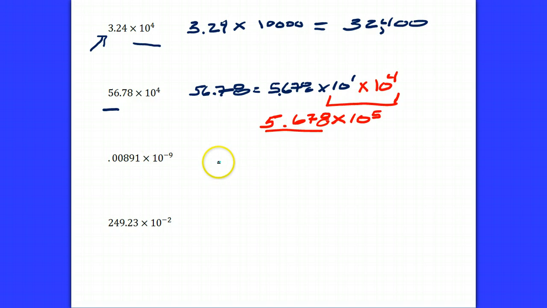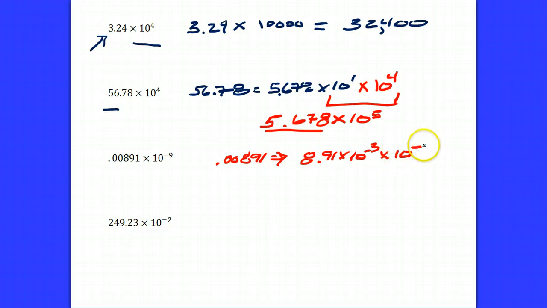Same here. This can be rather mechanical. 0.00891. To change this to scientific notation, I would move the decimal 1, 2, 3, and since this is a very small number, the exponent is going to be negative. So we have 8.91 times 10 to the negative 3, and then bring the other piece back over. Now I'm going to add the exponents, and negative 3 plus a negative 9 is going to give me a negative 12. So this is 8.91 times 10 to the negative 12.